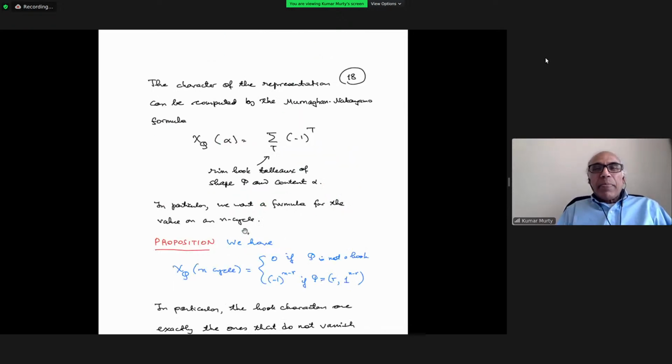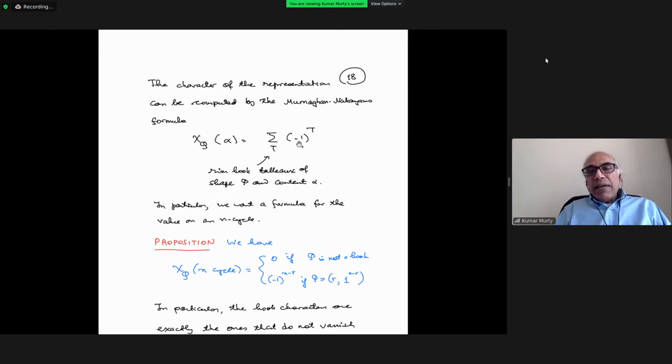Okay. And moreover, there's one more point that's important. The character of the representation can be computed by the so-called Murnaghan-Nakayama formula. And it's given like this. Firstly, the interesting thing, the characters of the symmetric group take only the values 0 and plus minus 1. Sorry, that's not quite true. But anyway, they're rational valued, they're integer valued.